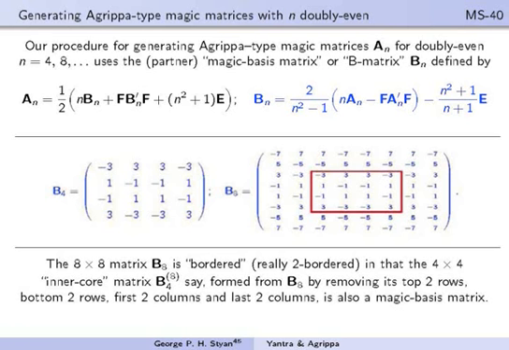The B_n for 4 and 8 are shown here, and you can see a remarkable pattern. The 8 by 8 matrix B8 is bordered, really two-bordered. Whenever I mention bordered in this talk, I really mean bordered with 2 rows and 2 columns, in that the 4 by 4 inner core, B4 super 8, say, formed from B8 by removing its top 2 rows, bottom 2 rows, first 2 columns and last 2 columns, is also a magic basis matrix. So you can see that the B4 that's shown in the overhead is in the inner 4 by 4 core.